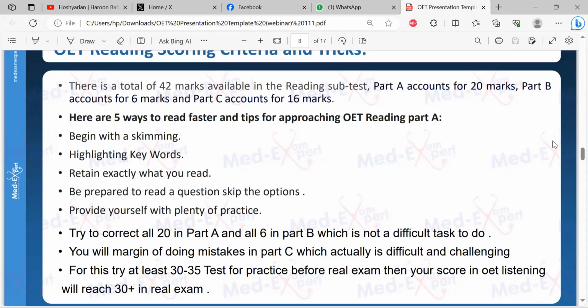Retain exactly what you read and be prepared to read a question, skip the options. What you have to do is just read your question and then switch to the paragraph, whatever is written in the paragraph. If you read the question and then read the options as well before reading the paragraph, you will get confused. So for the OET reading, the best technique is that you first read the question, then switch to the paragraph, because you have to figure out your keyword.